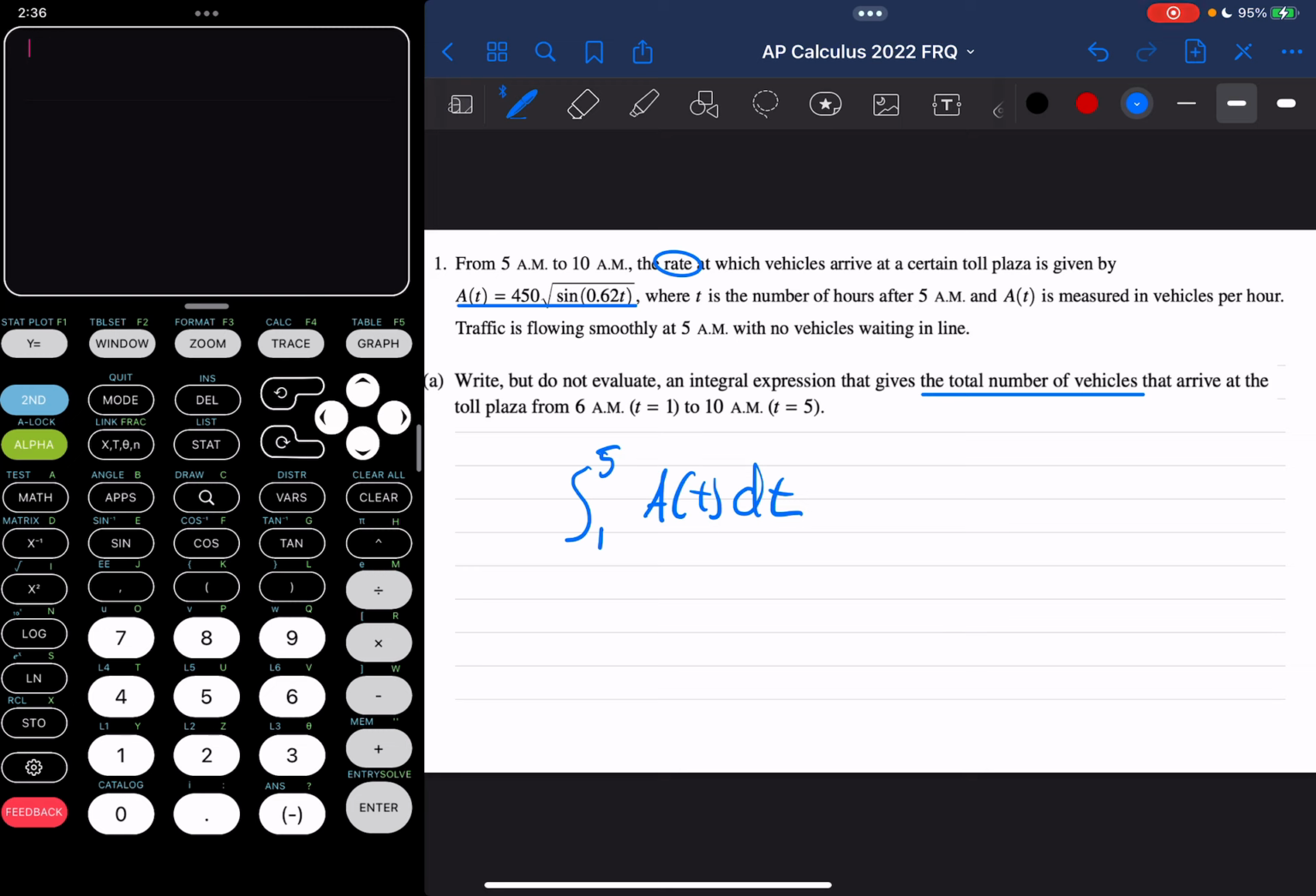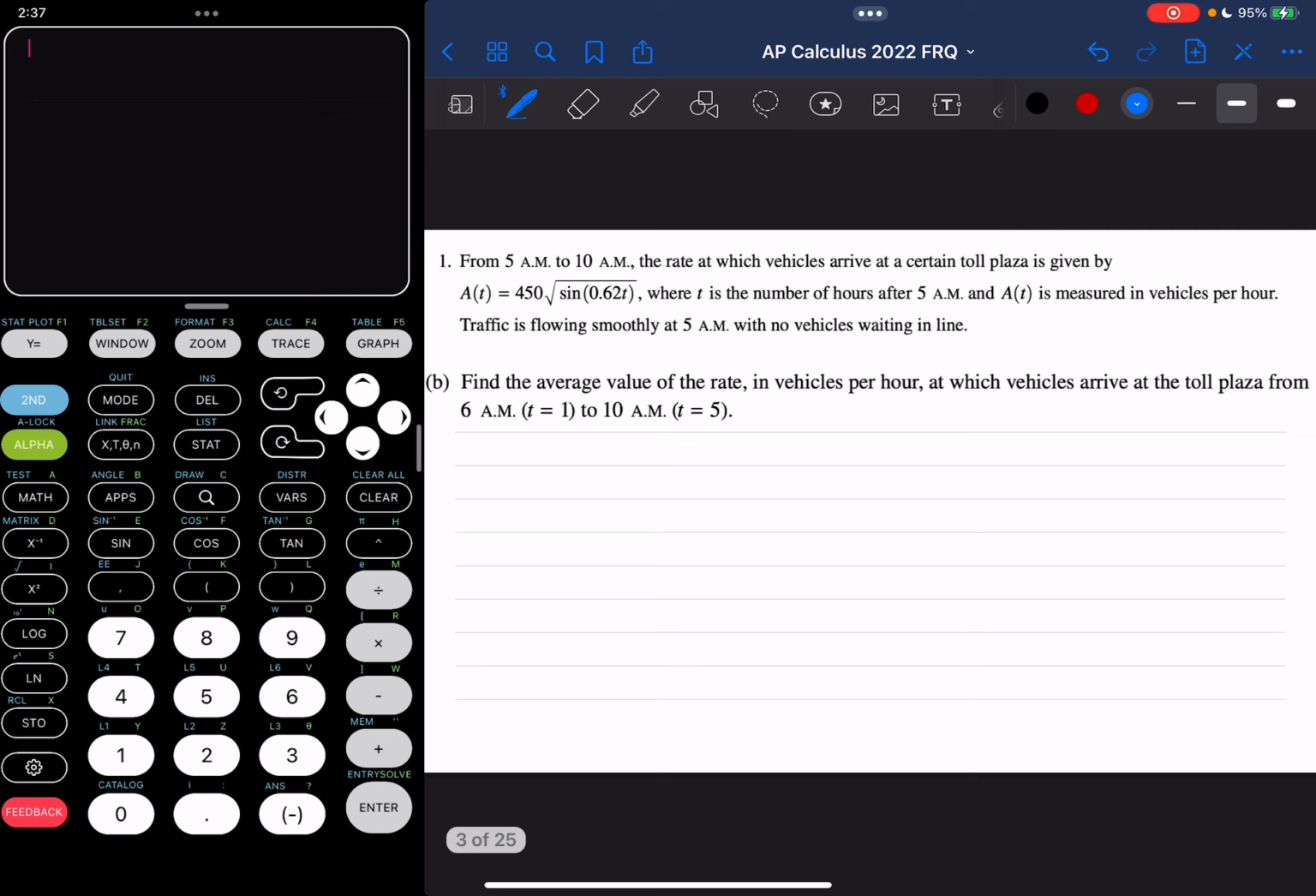Now, if you're the type of person that needs to, and I don't think the AP test requires it, you could write the actual function inside here. So we have the square root of sine of 0.62t underneath the radical, dt. Now it says write, but do not evaluate. So we can just leave it at that and call it good.